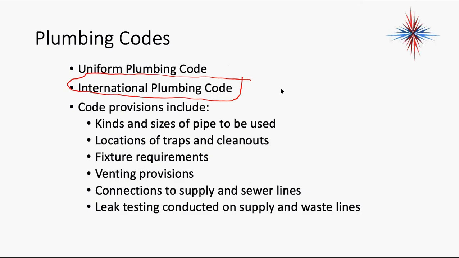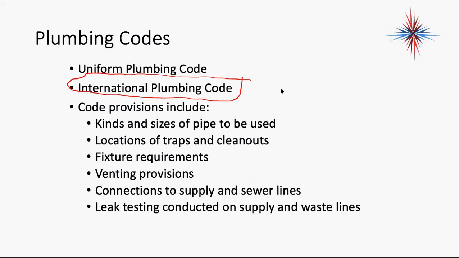Okay, code provisions include the kinds and sizes of pipes to be used, location of traps and cleanouts, fixture requirements, in other words, how many gallons per minute am I allowed to have in a toilet? Again, it's water-saving devices. Venting provisions: how many stacks do I have to have going through the roof to allow escape of sewer gases? It tells you how you can connect them to the supply and sewer lines. And it tells you how you can leak test.